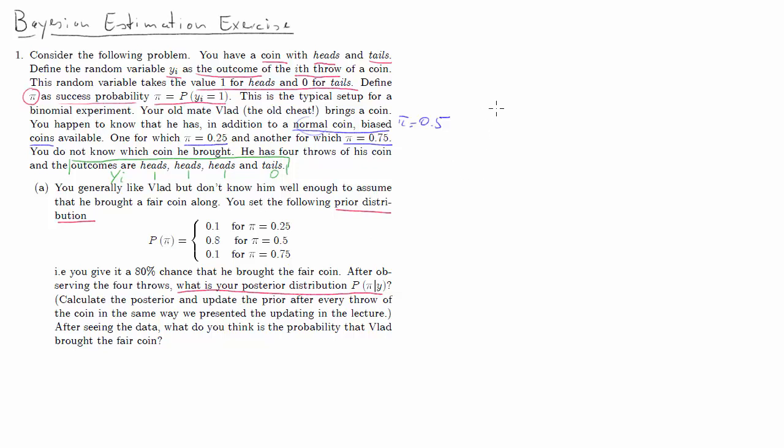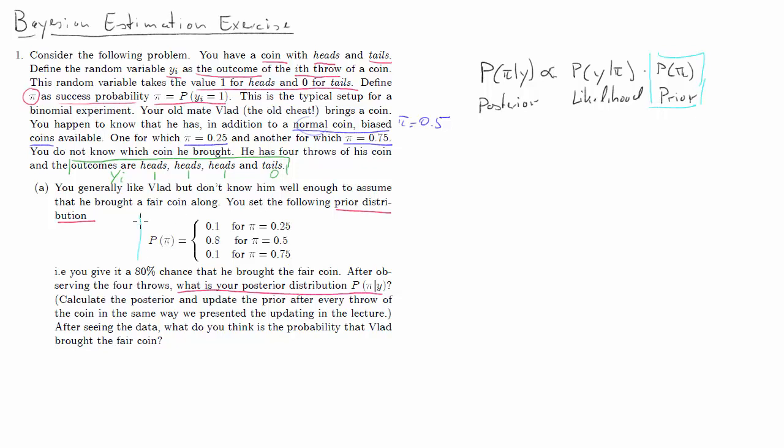We have a prior distribution, but what we are after is the posterior distribution. So we have a prior view, but we want to know how do we update this prior view given the 4 outcomes we have seen. And the posterior is the probability of pi conditional on y, and that's proportional to the probability of y conditional on pi, that's the likelihood, times the probability of pi, which is the prior distribution. So we are after the posterior distribution.